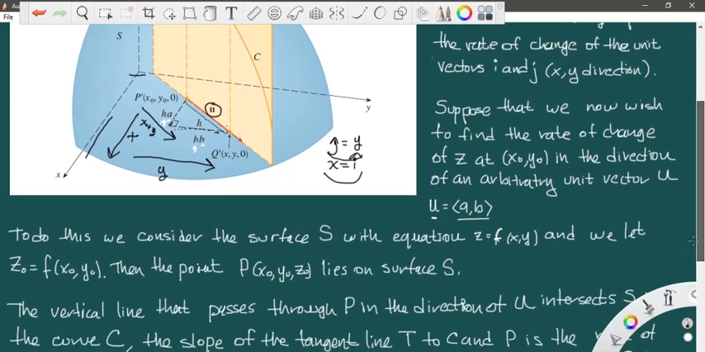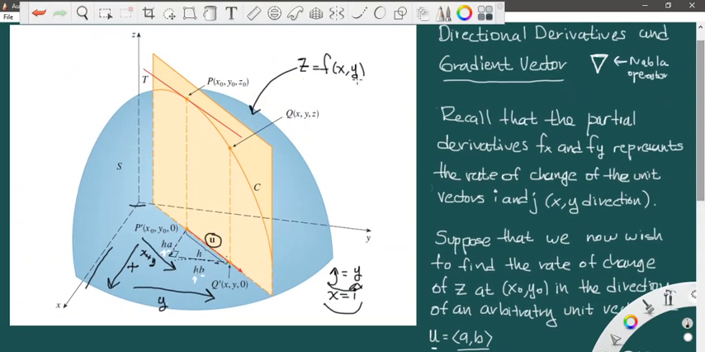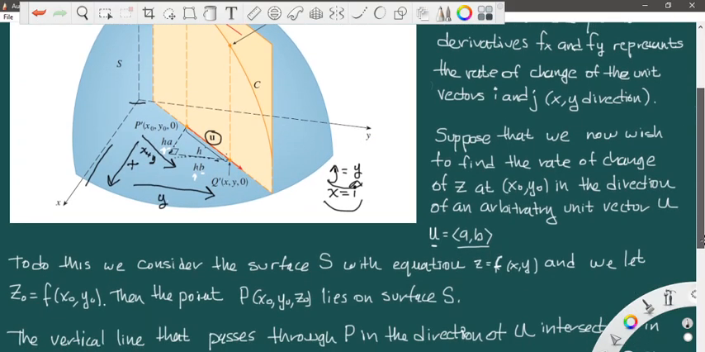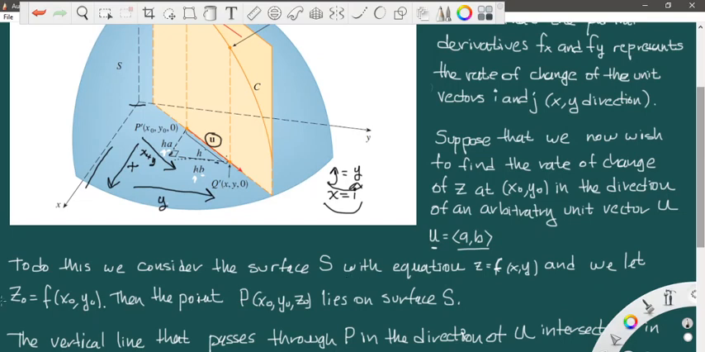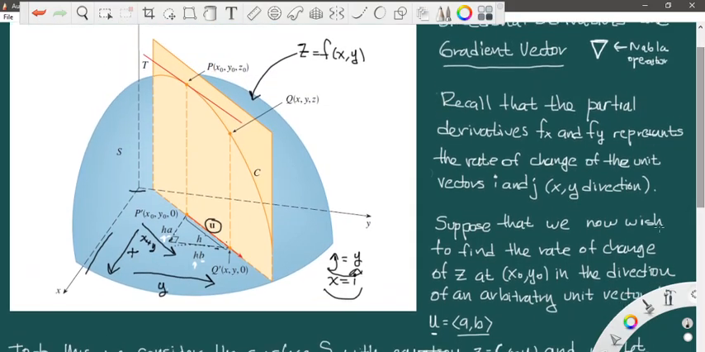Okay. To do this, we consider the surface S, which is the blue surface that is shown here in the picture, with the equation z equals f of x, y, which I already explained here. And let z sub 0 equals f of x sub 0, y sub 0 be a point on the surface.